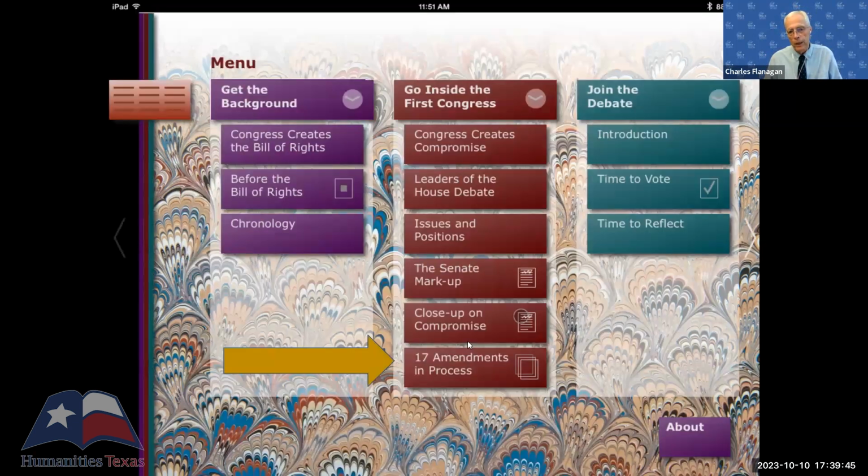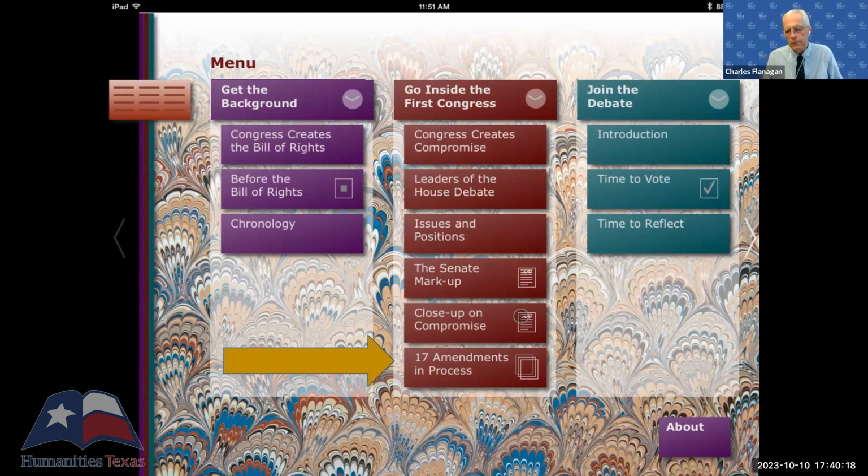And you can see here the menu for it. It's divided into 3 big parts. Get the background, which will give you the historical context for that debate I was just describing. Going inside the first Congress, and you've got ways to look at who was in Congress, what were some of the issues and positions, and then the document we're going to talk about later, the Senate markup of the proposed Bill of Rights, is in there. And then I'm going to show you this close-up on compromise, which is kind of a track changes version of where the First Amendment came from.